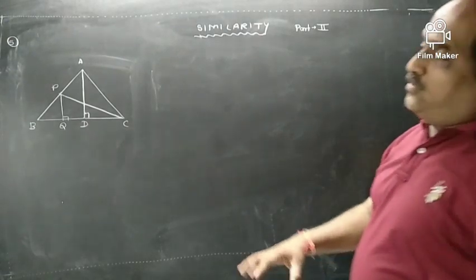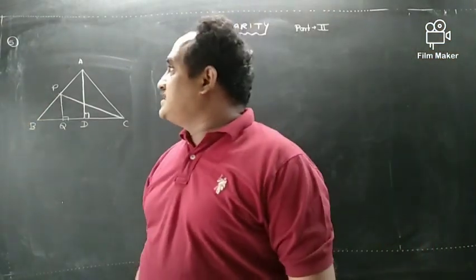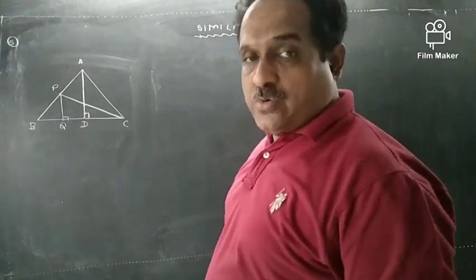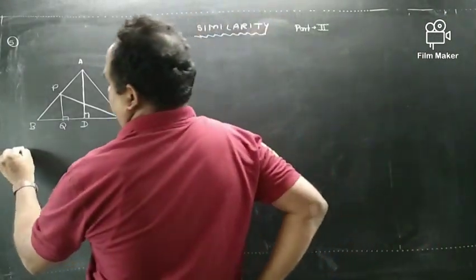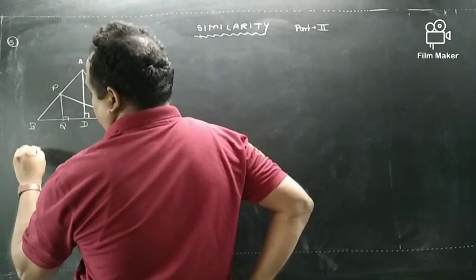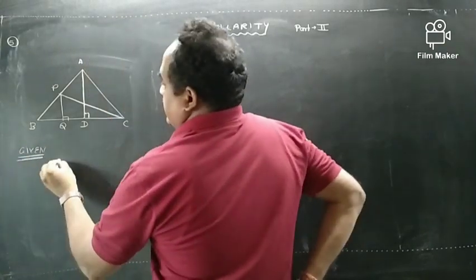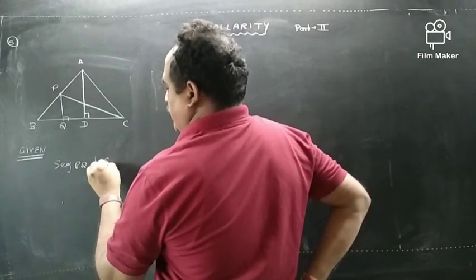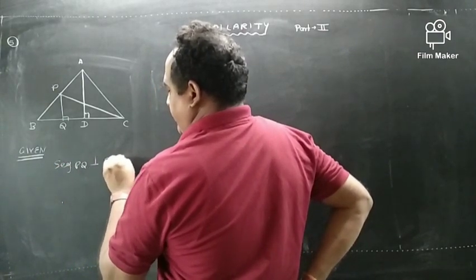Okay. Now the last question of this exercise, practice set, the fifth question. So what is given? Segment PQ is perpendicular to segment BC.